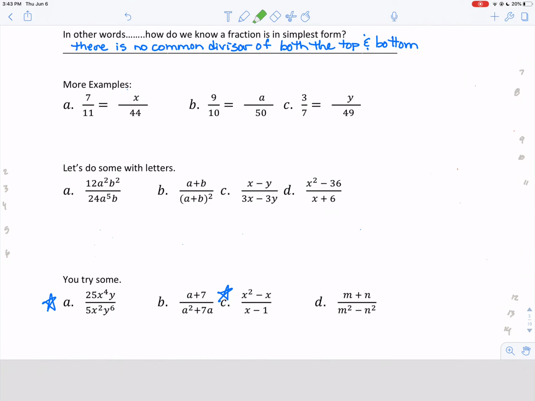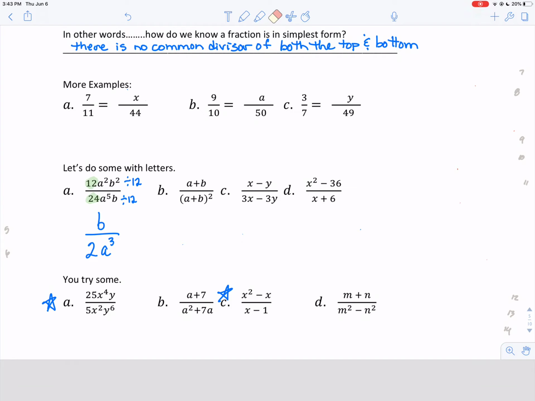So look at this first one. There's 12 and 24. So we're going to divide the top and the bottom by 12 because 12 goes into both. And I'll get a 2 on the bottom because 12 goes into 24 2 times. Now we'll look at the letters. Notice that I have a squared and a to the 5th. So I subtract and I'll get a to the 3rd on the bottom. And then the b's will subtract and I'll get a b on the top.